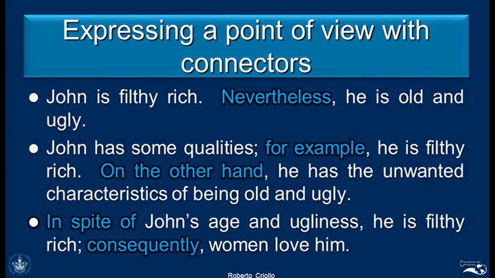The next one, in spite of John's age and ugliness, he is filthy rich. Consequently, women love him. So if you see, in this case, I am setting off the fact that John is old and ugly because I am saying that the most important thing is that he has a lot of money, and I'm also establishing a cause and consequence relationship between the fact that he has money and that women love him. So I am building an argument and I am expressing a point of view with the help of academic connectors.